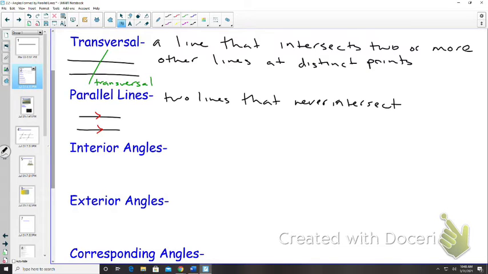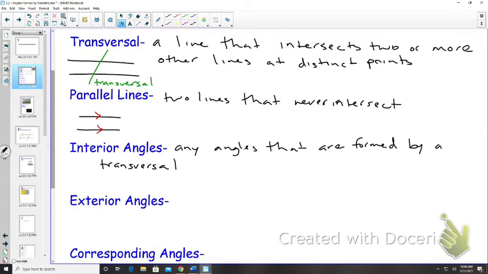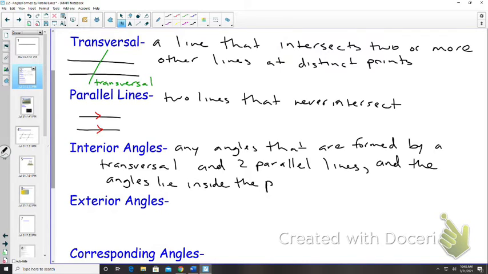Okay, and then we have interior angles. So these are any angles that are formed by a transversal and two parallel lines, and the angles lie inside the parallel lines.